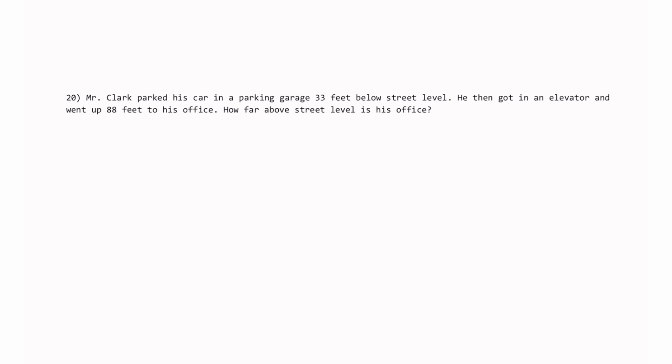Next one. What does this say? Mr. Clark parked his car in the parking garage 33 feet below street level. Okay, so he is at 33 below street level. He then got in an elevator and went up 88 feet. So he's going up, okay, by how much? 88 feet. And his car was at 33 feet, minus 33, right? So how far above the street level is his office? So where his office is, is what you have to locate, right?